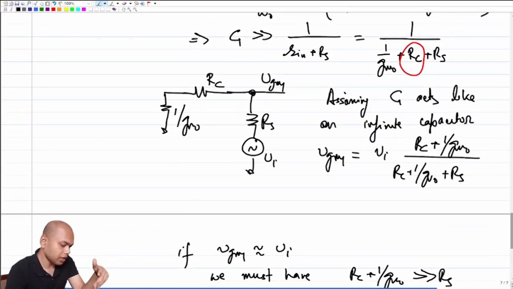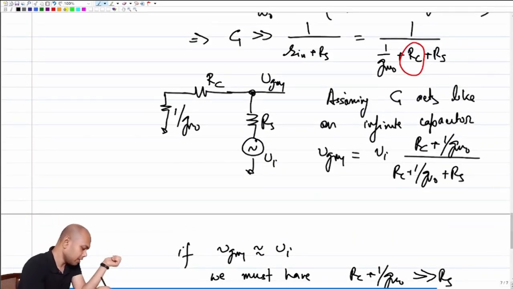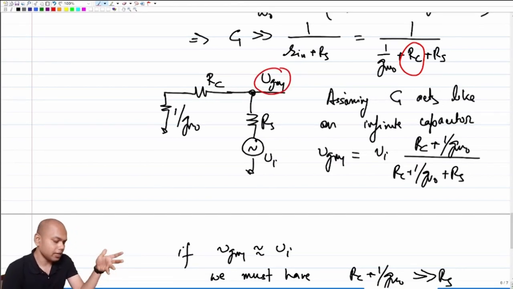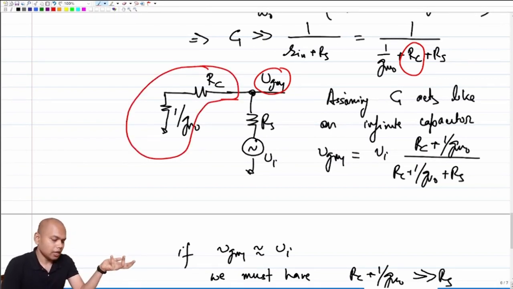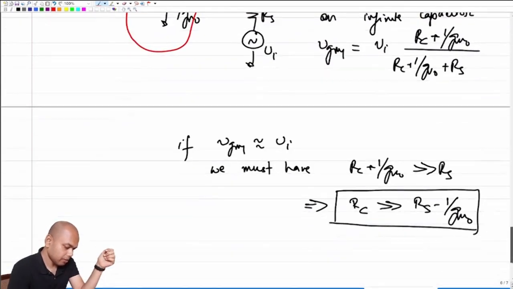You can also figure this out without writing equations, because ultimately what are we looking for? If VGM1 almost has to be equal to VI, essentially what we are saying is that this additional contraption that we have should not load the contraption of VI and RS. Which means its own impedance, RC plus 1 over GM naught, has to be much, much greater than RS, right? So as long as we satisfy this, we will be fine.